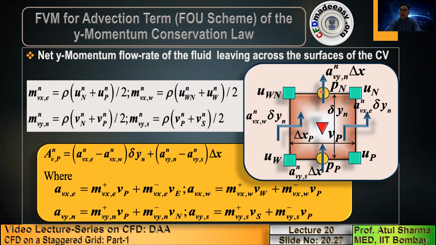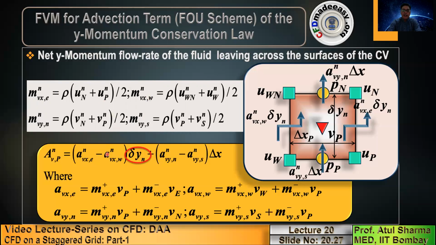Here, when you have to calculate the v velocity, because in the mass flux the normal velocity is involved, this will be v capital E plus v capital P, or v capital N plus v capital P, divided by 2 here. And when you have to calculate v here, it is v capital P plus v capital S divided by 2. So this way, this slide shows you the linear interpolation that we use for mass fluxes in the y momentum equation.